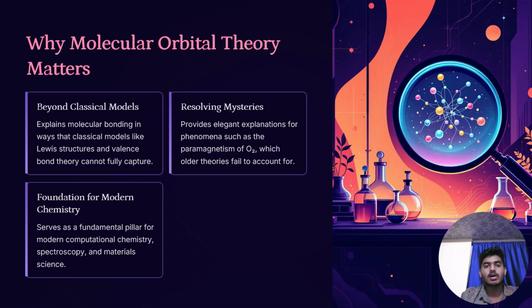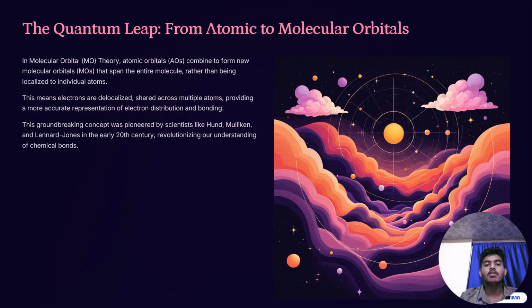The quantum leap from atomic to molecular orbitals. Formation of molecular orbitals. In MO theory, atomic orbitals combine to form new molecular orbitals that span the entire molecule rather than being localized to individual atoms. Electron delocalization. This process means electrons are delocalized, shared across multiple atoms. This provides a more accurate representation of electron distribution and chemical bonding.